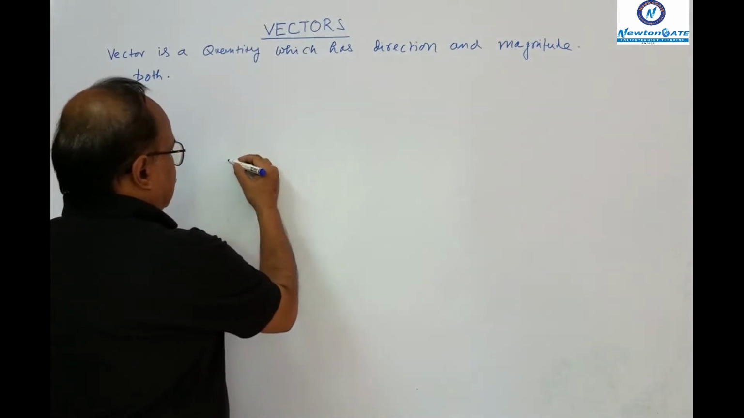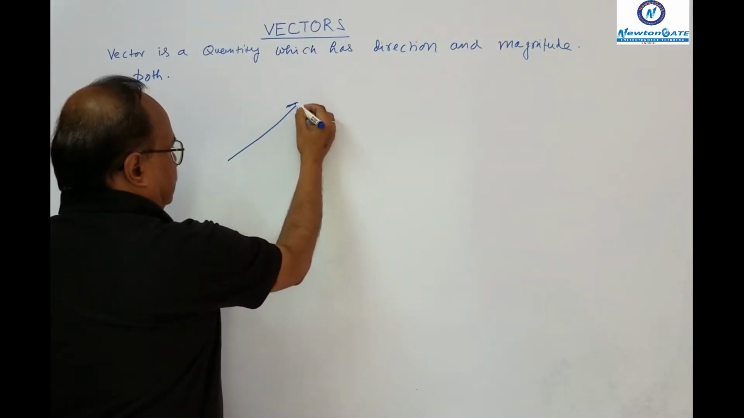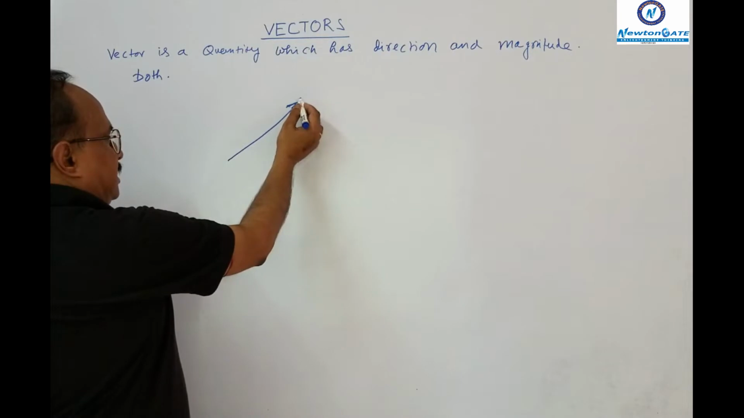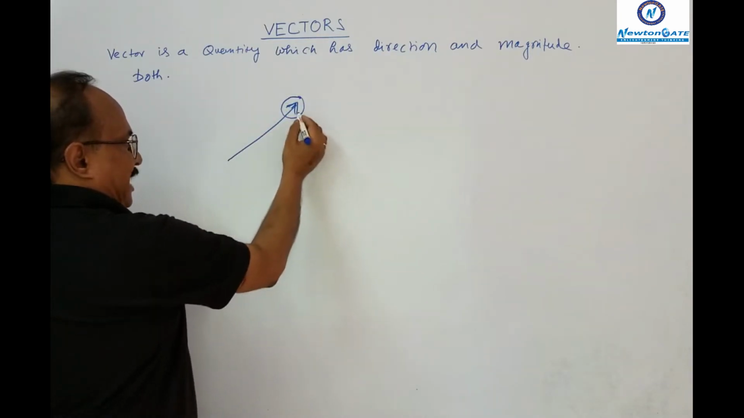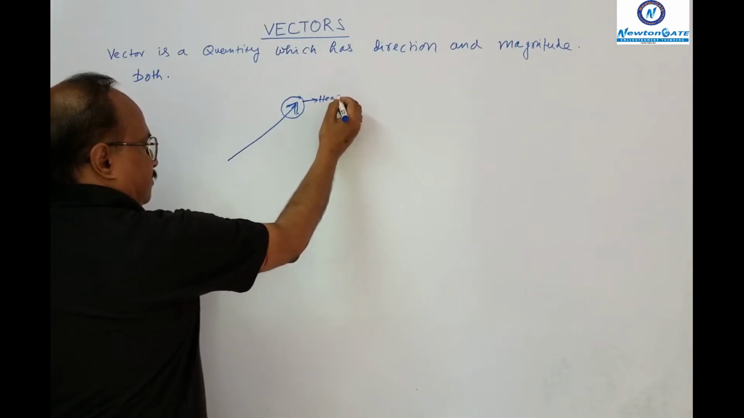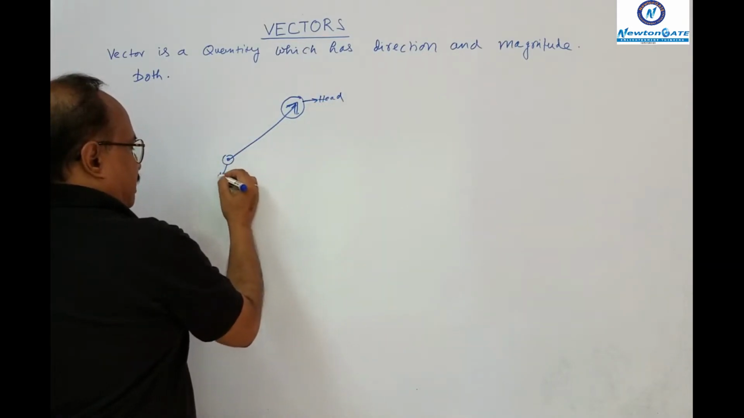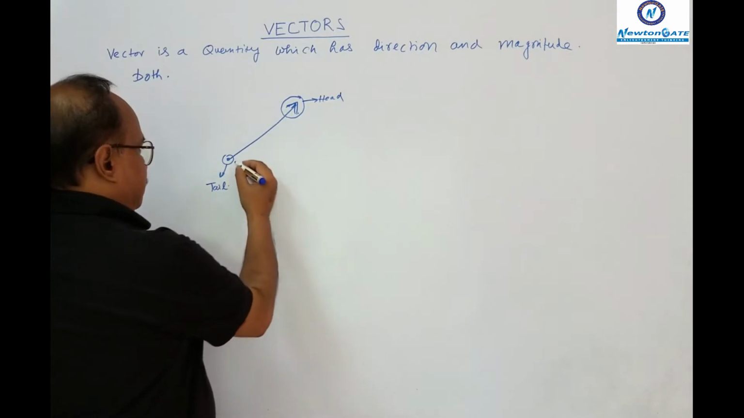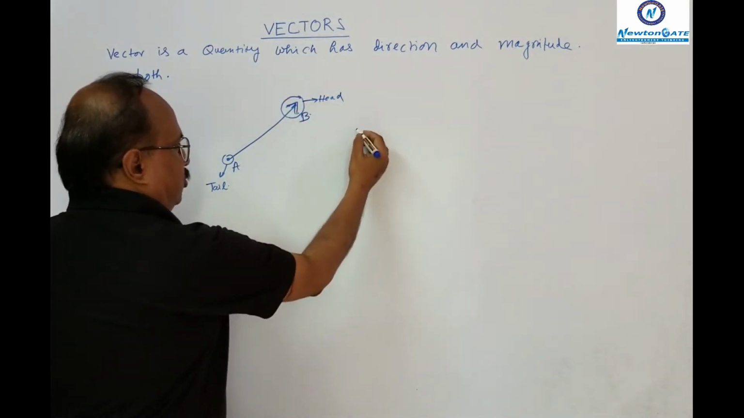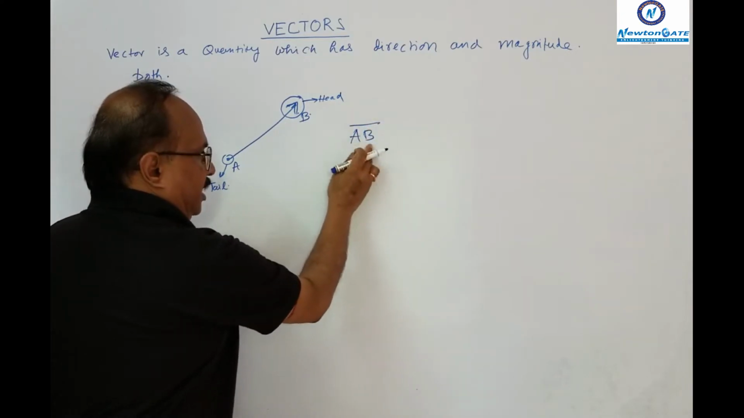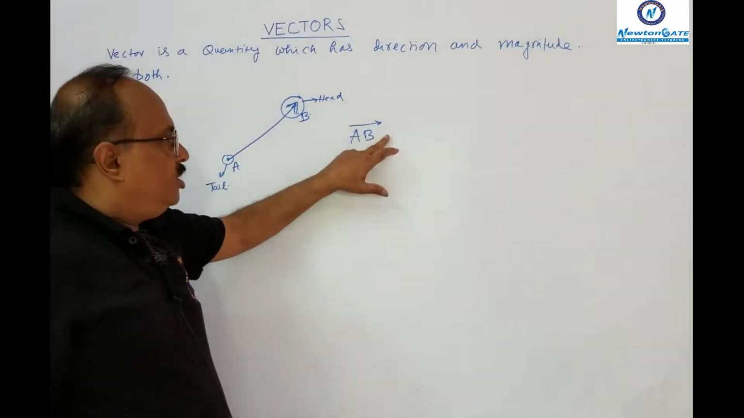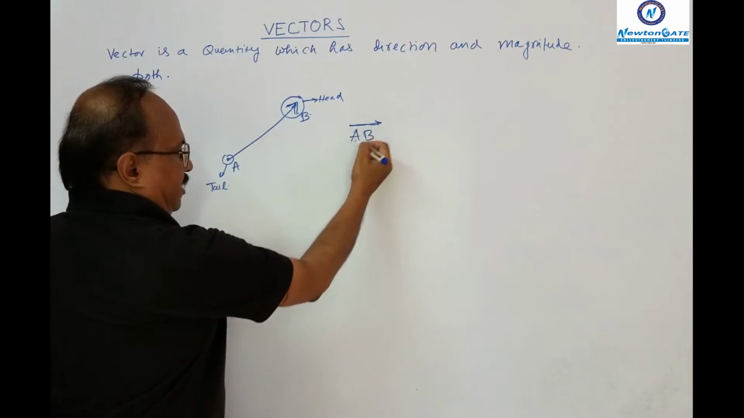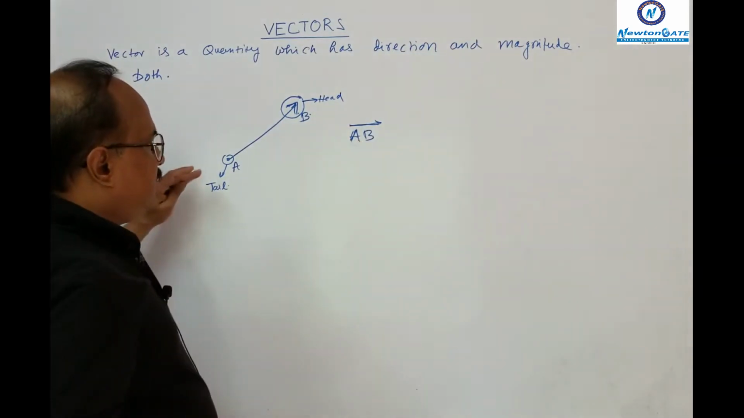So here you see, this arrow is a vector. Now you can see this is the head of the vector, and this is the tail of the vector. Let us name this vector AB. It is denoted as AB vector, meaning it is directed from A to B. You can write this arrow, but it is not necessary to write it. It is understood that A is the tail and B is the head of the vector. So this is the direction.